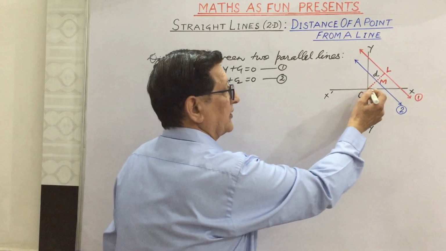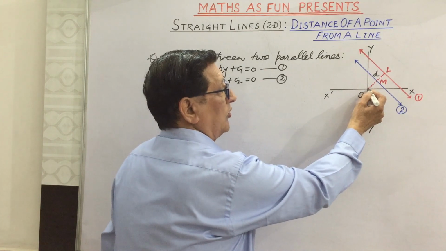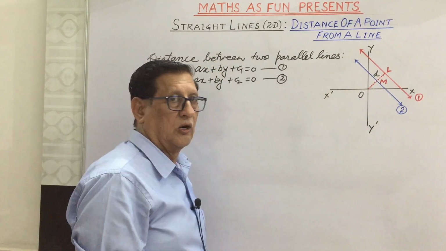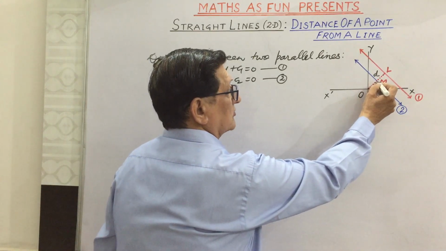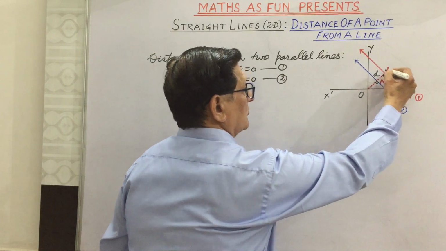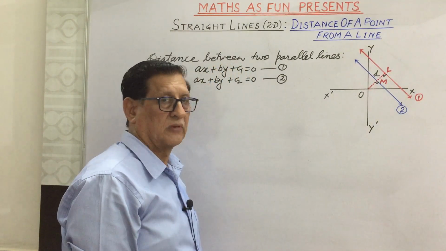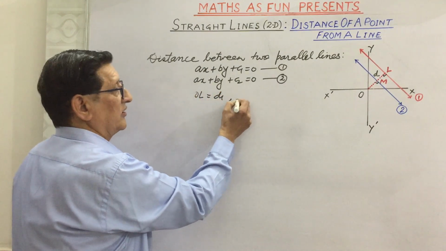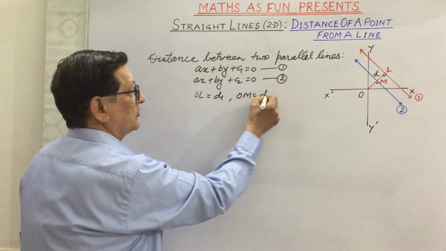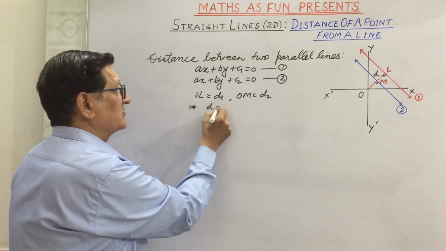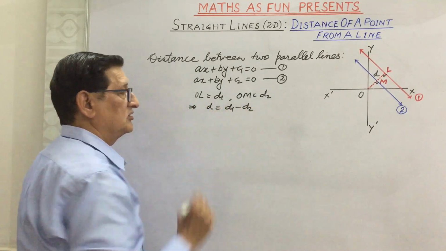We will draw a perpendicular from the origin O, that will certainly be the perpendicular for both the lines. OM is the perpendicular to line number 2 and OL is the perpendicular to line 1. If we consider that OL is equal to D1 and OM is equal to D2, can we say then D is equal to D1 minus D2?